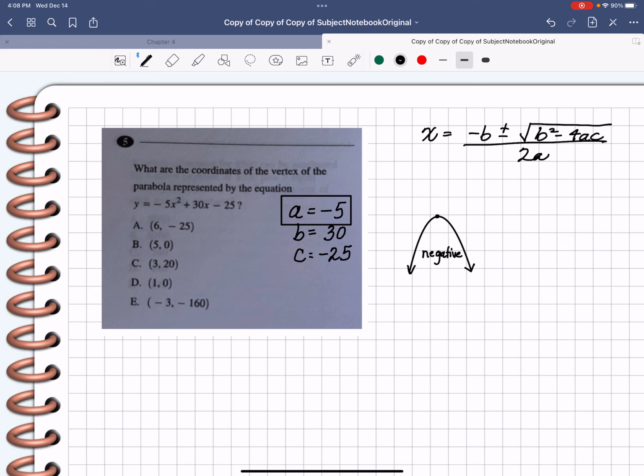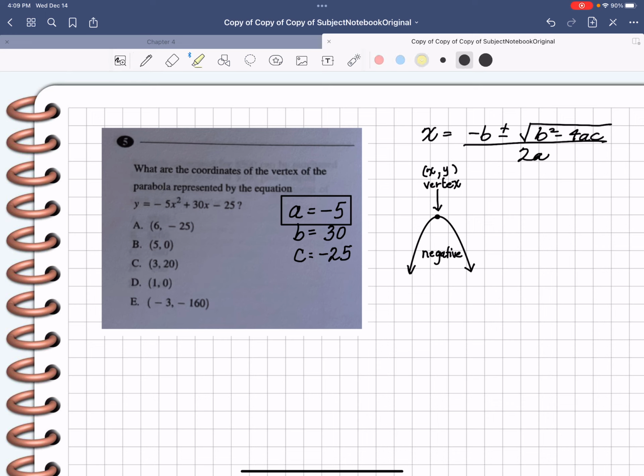And the vertex is this point right here. So we're looking for the point where this parabola makes that downward turn. That's essentially what we're looking for. And a vertex is a point. It's not just a value. You need an x and a y to have that vertex.